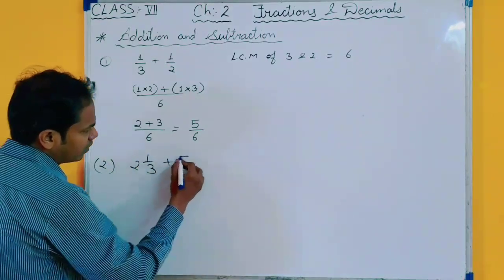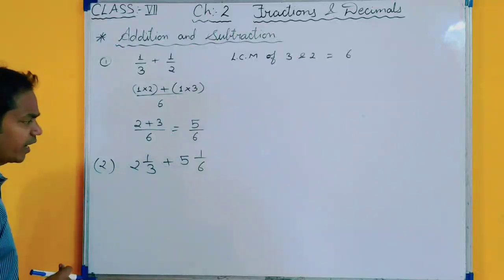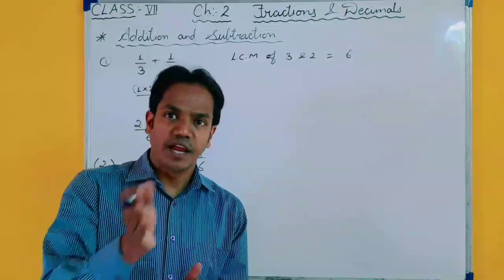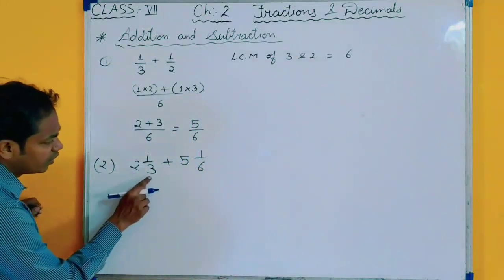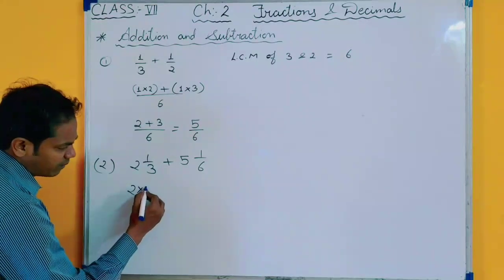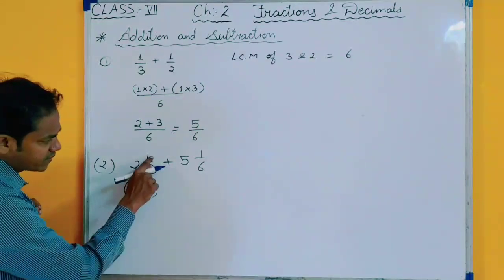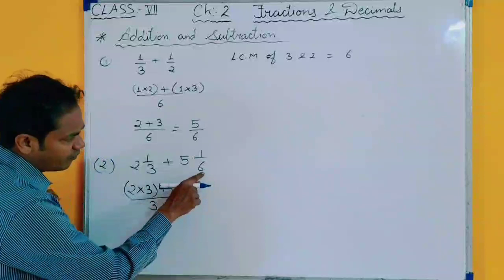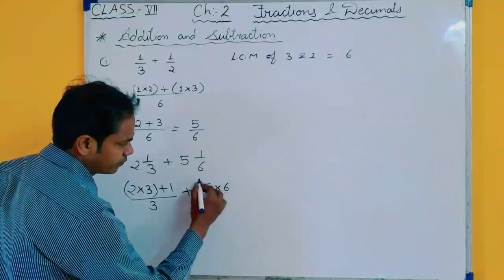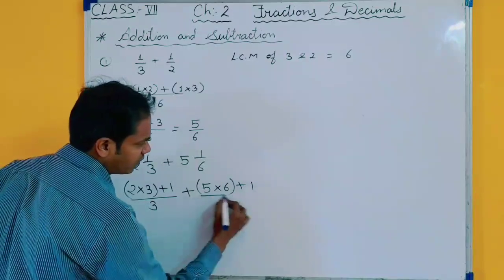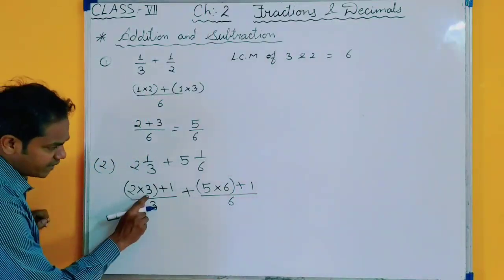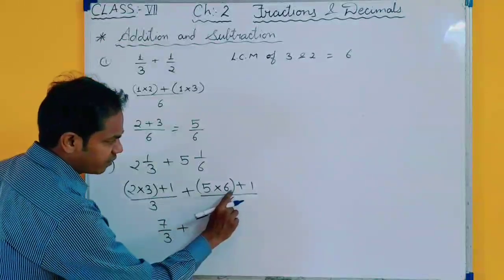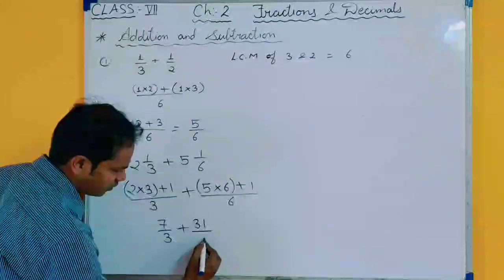2 and 1 upon 3 plus 5 and 1 upon 6. Okay. So this is your mixed fraction. First of all, we will change this mixed fraction into improper fraction. How? 3 multiplied by 2, or 2 multiplied by 3 you can write. 2 threes are 6 and plus 1, and this 3 will come in denominator. Same way 6 multiplied by 5, plus 1, divided by 6. 2 threes are 6, 6 plus 1 is 7. 7 upon 3 plus 5 sixes are 30 plus 1, 31 upon 6.